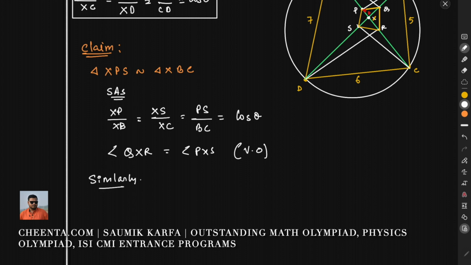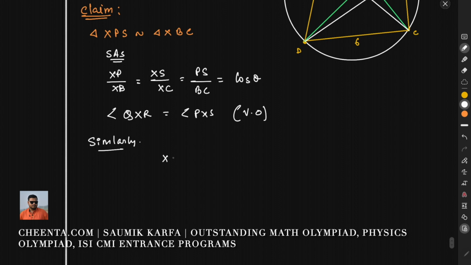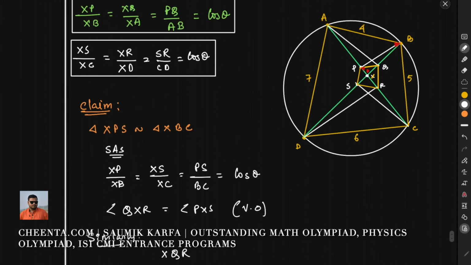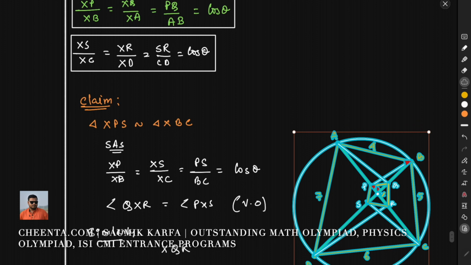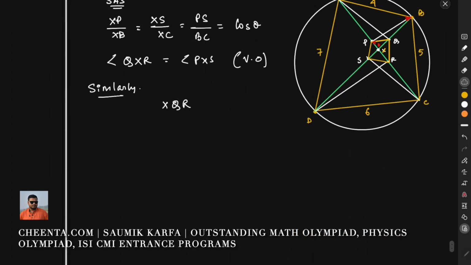So I'll be writing similarly the triangles XQR. Maybe I can move down this diagram a little bit. Okay, let's move it down a little bit. So triangle XQR must be similar to triangle XAD. I'm just assuming that this is true, and indeed it is true. You can comment down below why they are similar.